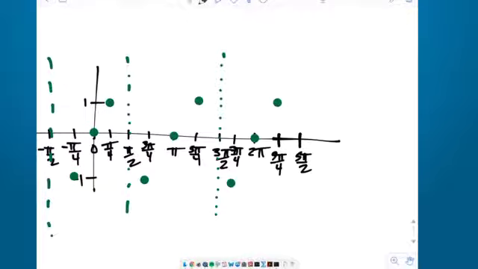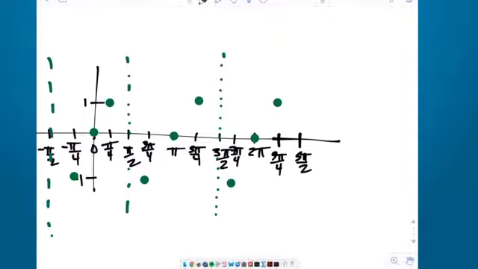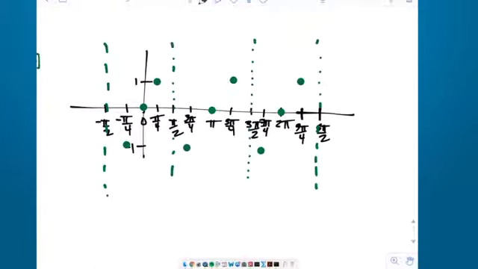And tangent of 5 pi halves? DNE. Good. Okay. So now I have enough information, I feel, that I can connect the dots. Now, do I connect the dots with straight lines?